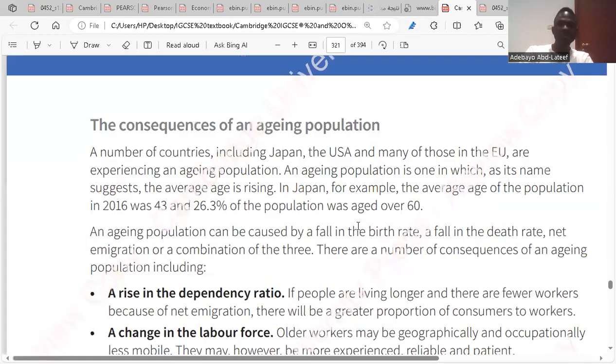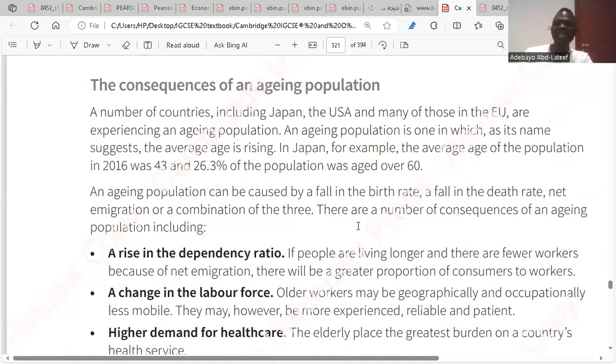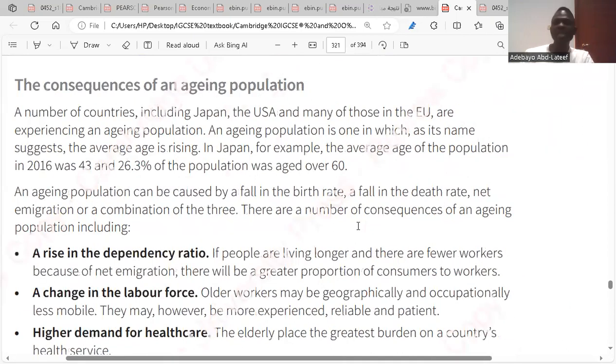So let's go to the consequences of an aging population. Talking about aging population, that means above 60 years. I said a number of countries, including Japan, the US, and many of those in the EU, are experiencing an aging population. An aging population is one in which, as its name suggests, the average age is rising. In Japan, for example, the average age of the population in 2016 was 43, and 26.3% of the population was aged over 60. An aging population can be caused by a fall in the birth rate, a fall in the death rate, net immigration, or a combination of the three.